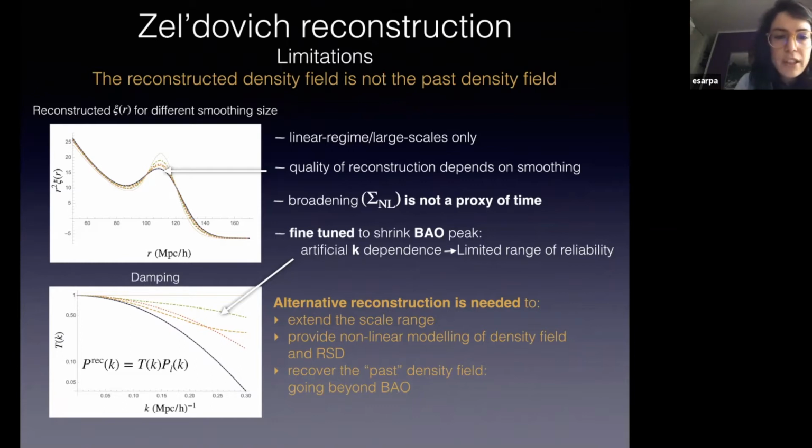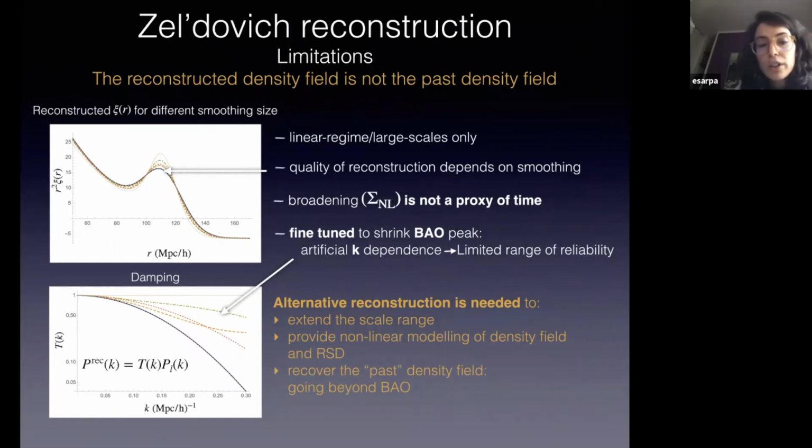Here you see the effect of reconstruction just changing the smoothing parameter. You see that the curves differ in the value of sigma nonlinear. So in this case, sigma nonlinear is no longer a proxy of time, but just a consequence of the choice of the smoothing scale. Moreover, this choice introduces a fake artificial dependence on k, which prevents us from recovering the linear power spectrum, and we obtain a modified linear power spectrum.